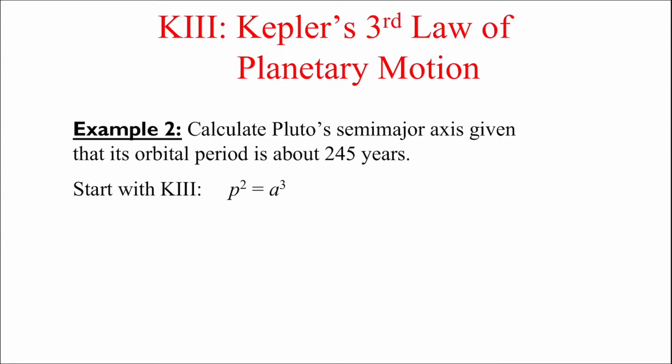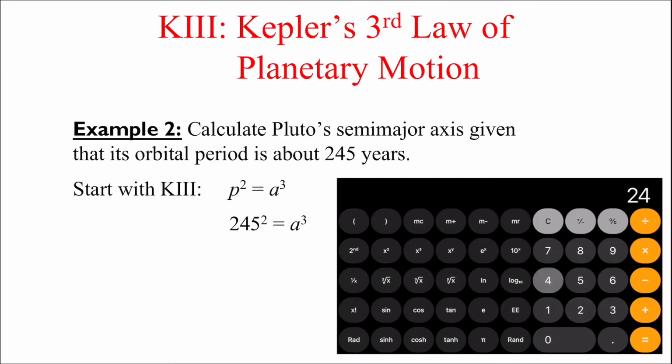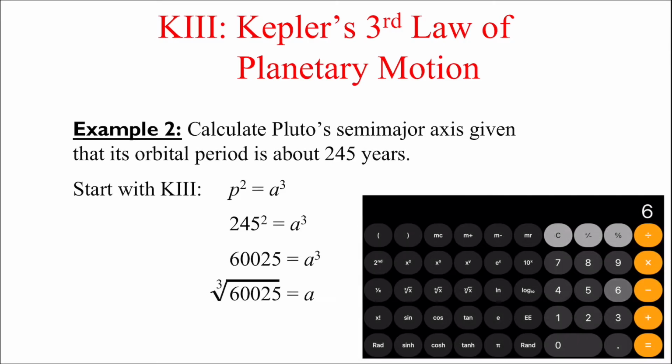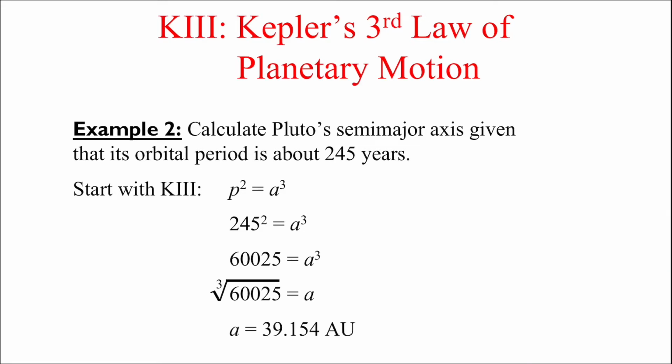We know the value of p, so we plug that in and we get 245 squared equals a cubed. Now, 245 squared is 60,025, so 60,025 equals a cubed. Now, to solve for a, we have to isolate it, so we take the cubed root of both sides of the equation, and a ends up being equal to 39.154 astronomical units.